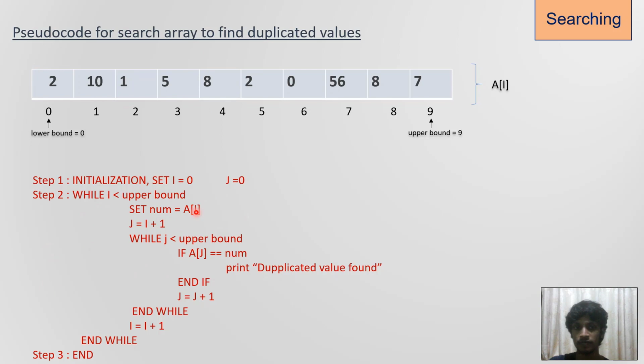Then j is increased by 1 with respect to i. In each iteration i is incremented, and j is incremented respecting i. If i increments by 1, then j will be i plus 1, which means if i is 1, then j will be 2. If i is 2, then j will be 3. Likewise, both i and j will be increased.